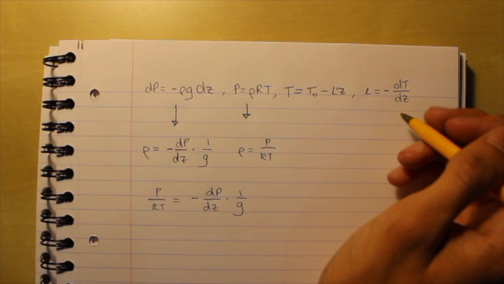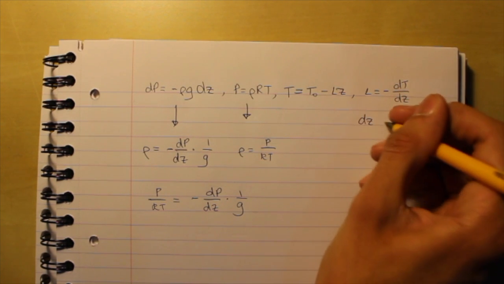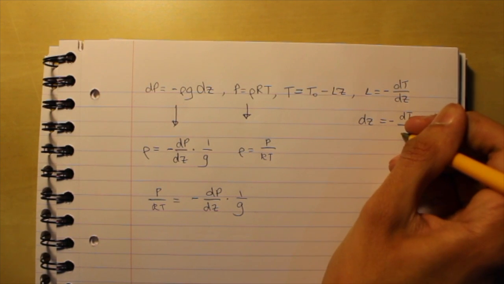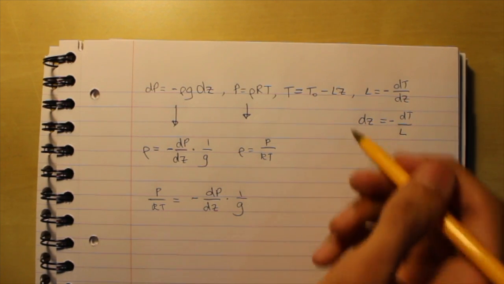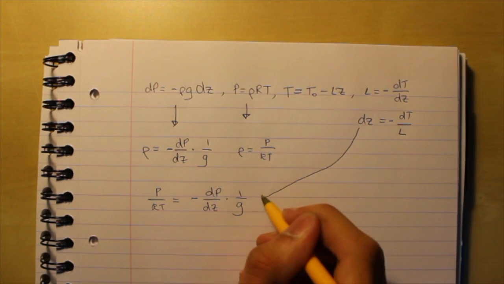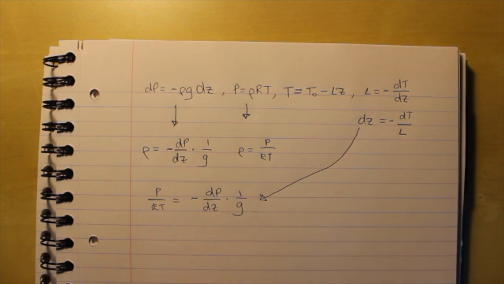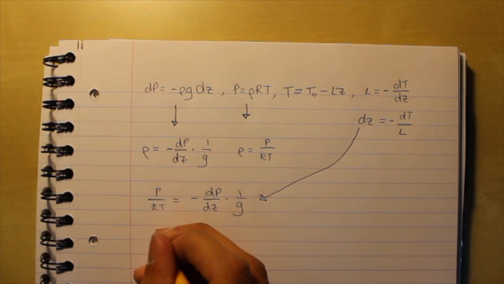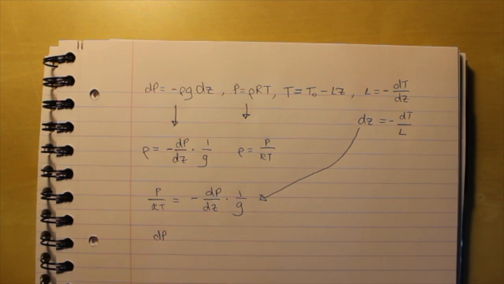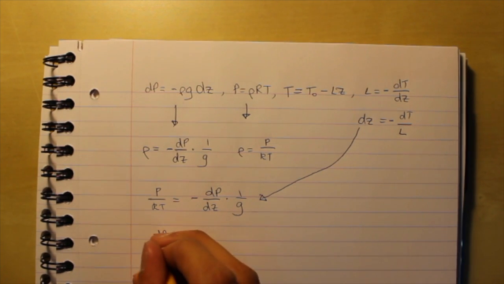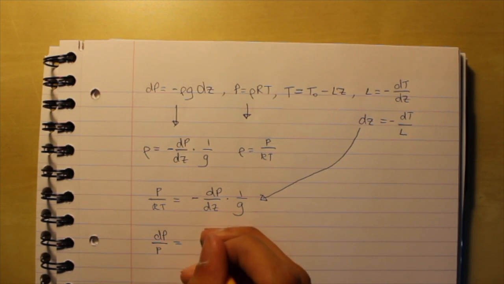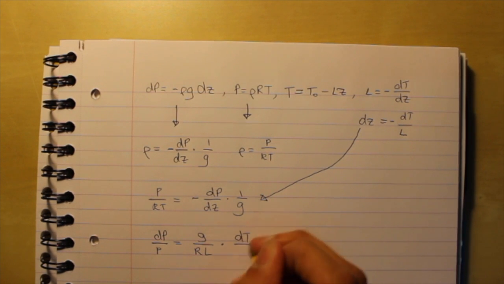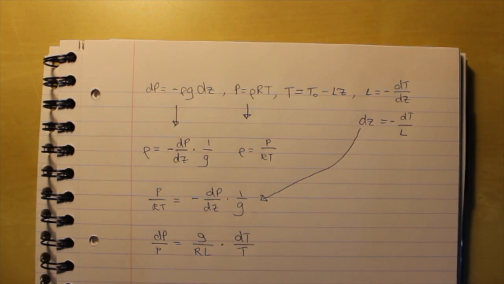Now, we mentioned earlier about the lapse rate. Lapse rate we can rearrange, so it's dz is equal to negative dT over L. We can then put this back into our equation, move P over, move the negative onto the other side. So we get dP over P equals g over RL multiplied by dT over T.